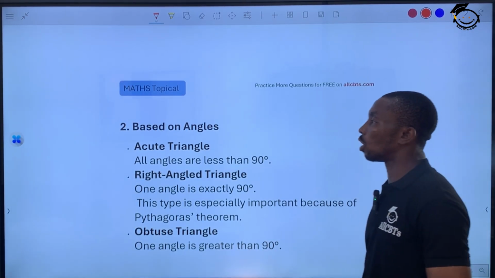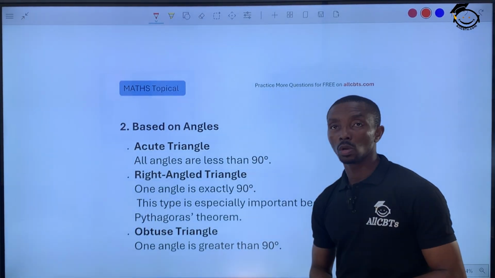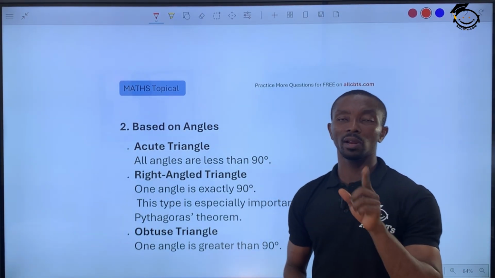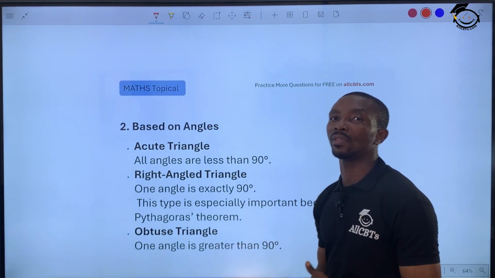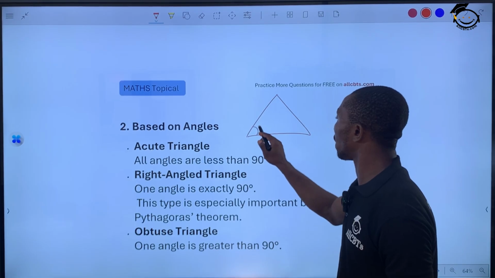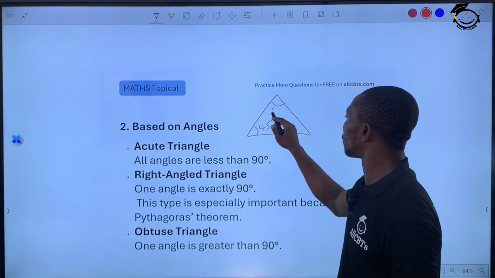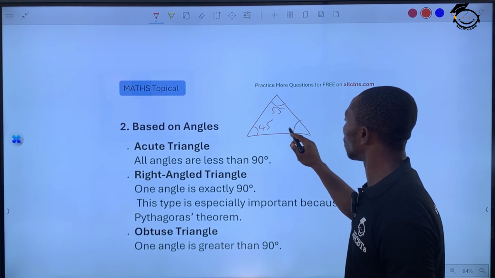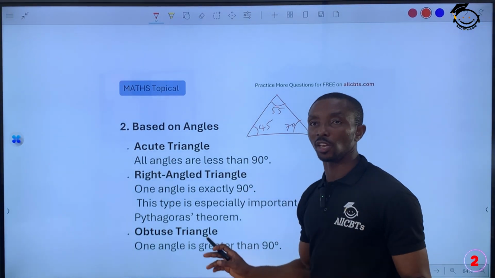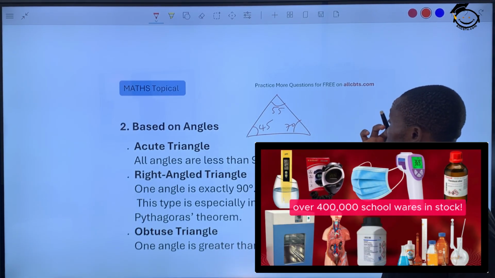Now, based on angles, we have the acute triangles. The acute triangles are those triangles in which all three angles are less than 90 degrees. Okay, all three angles, let's say we have this as 45, this is 55, and this gives us 70. All three are less than 90 degrees. So that's an example of an acute triangle.